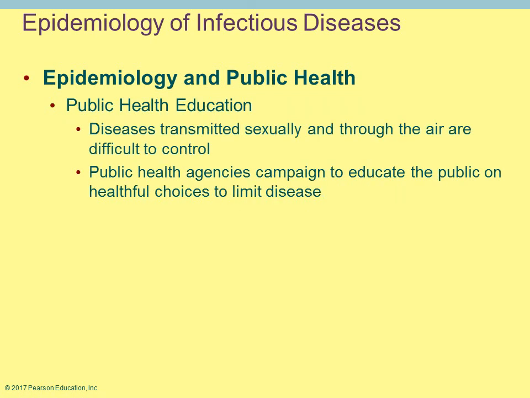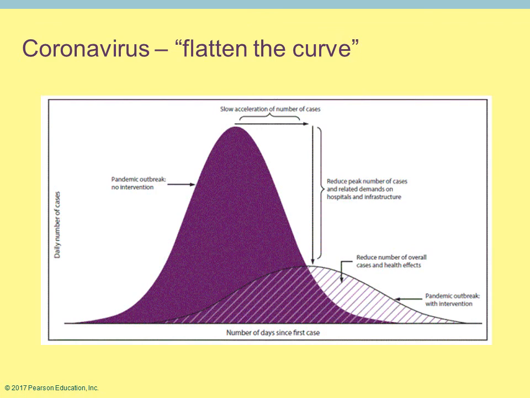Any type of disease, just so you know, that's transmitted sexually is very difficult to control because it's hard to control people's personal lives. Any disease that's transmitted through the air is also very difficult to control. You can't say, you can't cough here, you can't sneeze here. You do the best that you can on educating the public and trying to limit the disease.